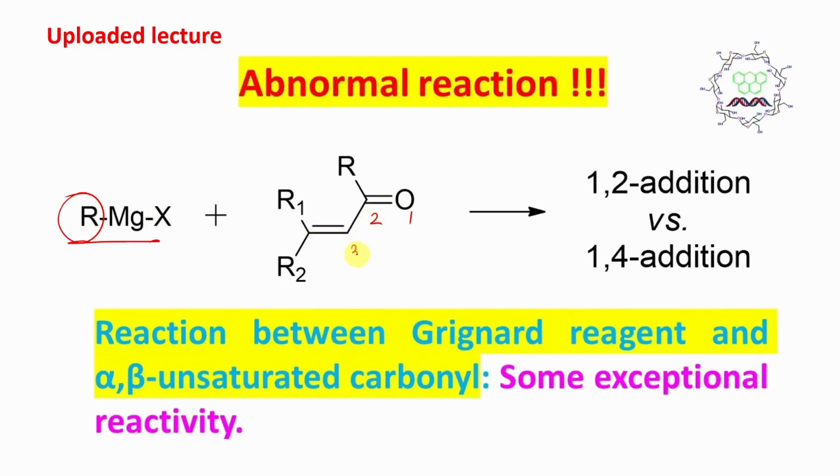This is 1, 2, 3, 4. 1,2 addition means addition across this carbon oxygen double bond, on oxygen and this carbon, where the addition will happen. Please visit these videos so you can have better learning. By the way, please check the i button and description box of every video of mine. There are lots of related lectures you may find there.